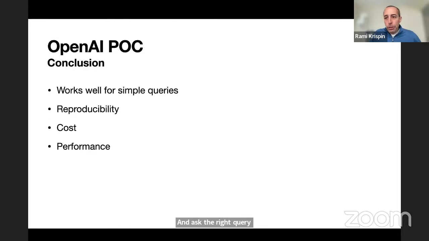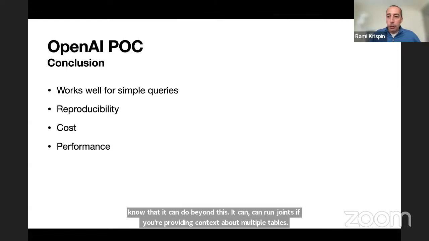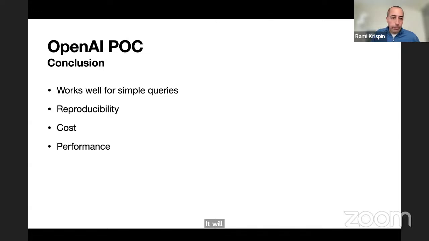So the conclusion of this process is that it worked really well with simple queries. I limited the POC to a single table. I know that it can do beyond this. It can run joins. If you provide context about multiple tables, it will be able to identify the relationships between tables and run joins.